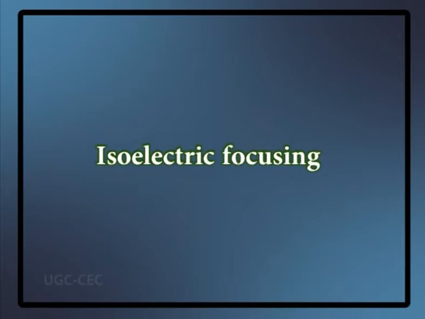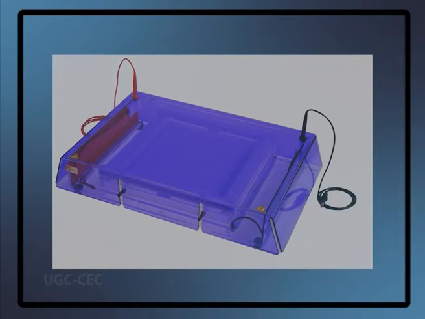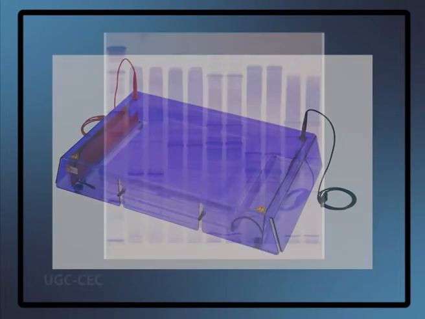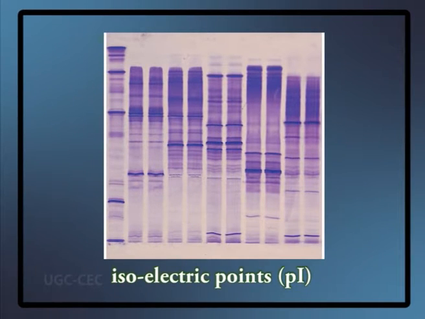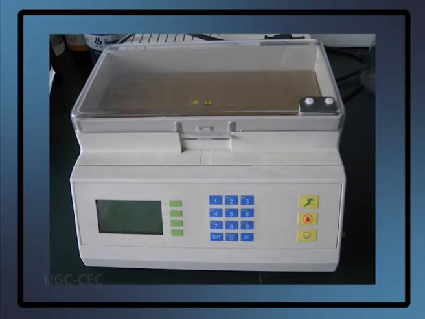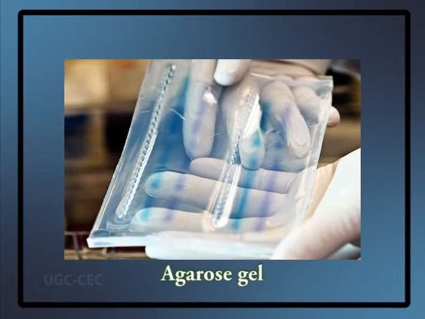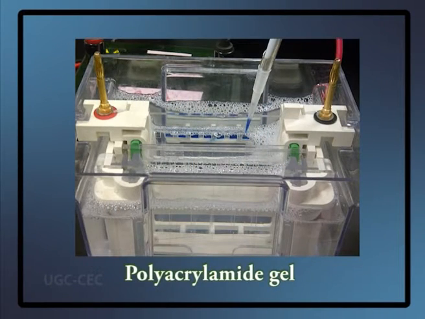Isoelectric focusing. Isoelectric focusing is an electrophoretic method that separates proteins according to their isoelectric points, pI. This method is ideal for separation of amphoteric substances, and the separation is achieved by applying a potential difference across a gel that contains a pH gradient. Isoelectric focusing requires solid supports such as agarose gel and polyacrylamide gel.